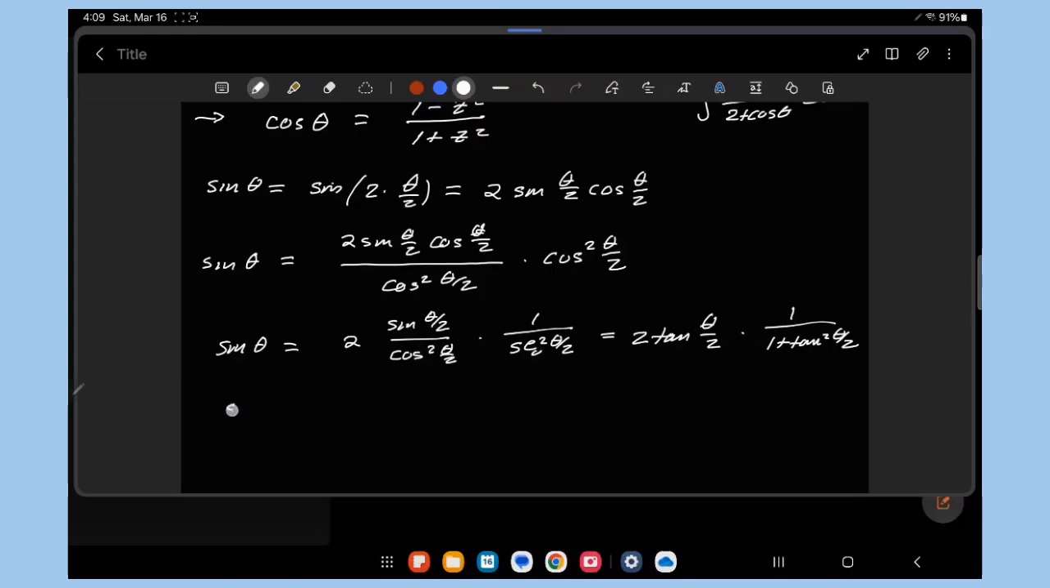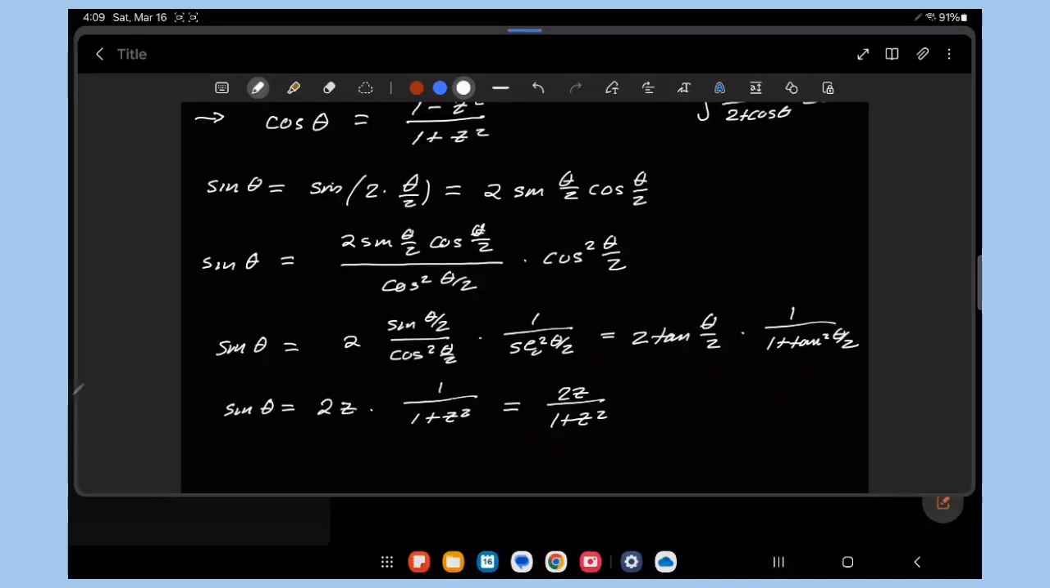And so the sine of theta is equal to 2z times 1 over 1 plus z squared. 2 tangent of theta over 2 is 2z, and the fraction 1 divided by 1 plus tangent squared theta over 2 is 1 over 1 plus z squared. And so we can rewrite this as just the single fraction 2z over 1 plus z squared. So we now have a formula for the sine of theta.